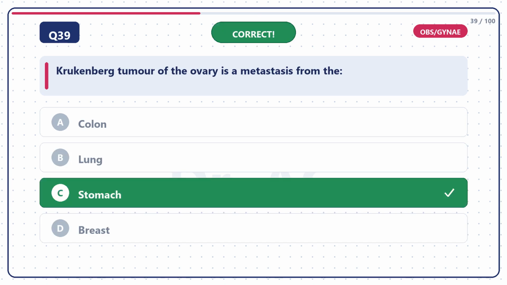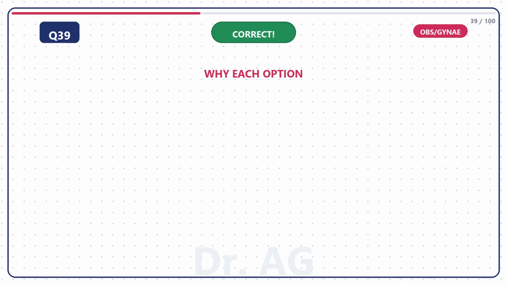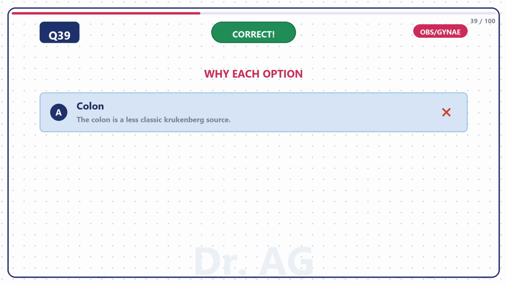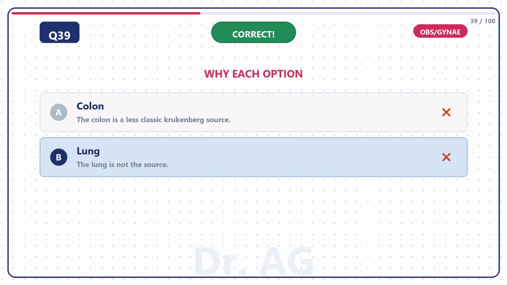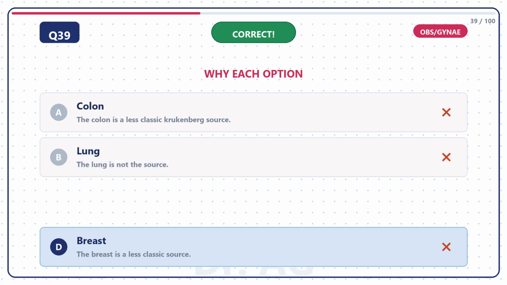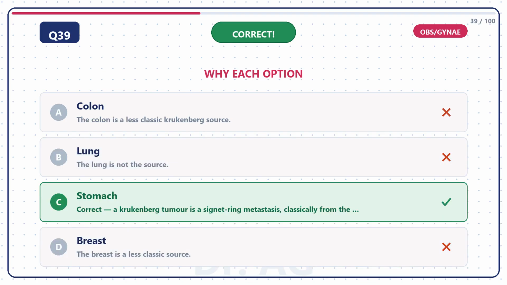The correct answer is option C. Stomach. Let's go through the options. Colon: the colon is a less classic Krukenberg source. Lung: the lung is not the source. Breast: the breast is a less classic source. And the correct answer is stomach. Correct. A Krukenberg tumor is a signet ring metastasis, classically from the stomach. So, the right answer is option C.